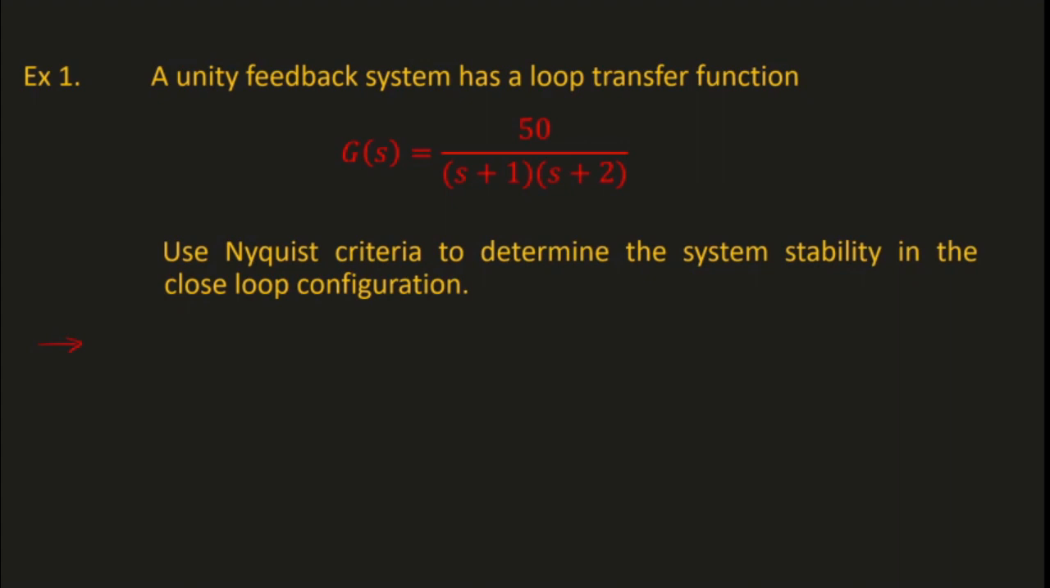So a unity feedback system is given to you whose loop transfer function G(s) is 50 upon (s plus 1)(s plus 2). Here unity feedback is there, that means H(s) is 1. Whenever you want to draw a Nyquist plot, you have to draw it for the loop transfer function G(s)H(s). Here H(s) is equal to 1, hence the loop transfer function remains as G(s). So how is this Nyquist plot drawn?